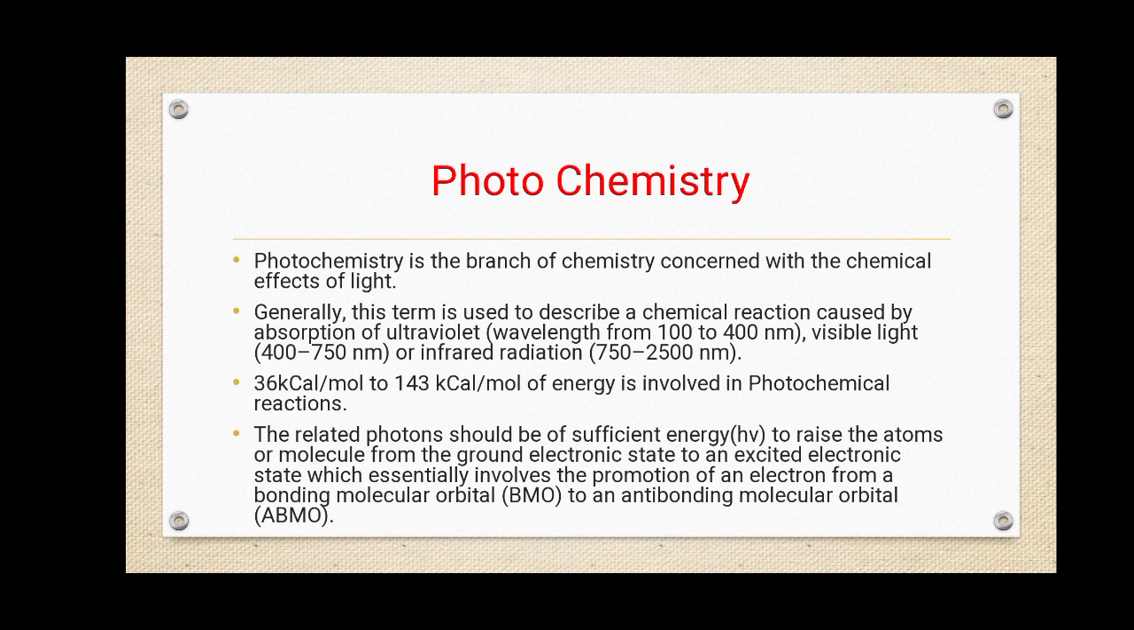The related photons should be of sufficient energy to raise the atoms or molecules from the ground electronic state to an excited electronic state, which is an essential qualification for carrying out a photochemical reaction. This involves the promotion of an electron from a bonding molecular orbital to an anti-bonding molecular orbital. This is the first required step, the excitation of an electron from a bonding molecular orbital to an anti-bonding molecular orbital.